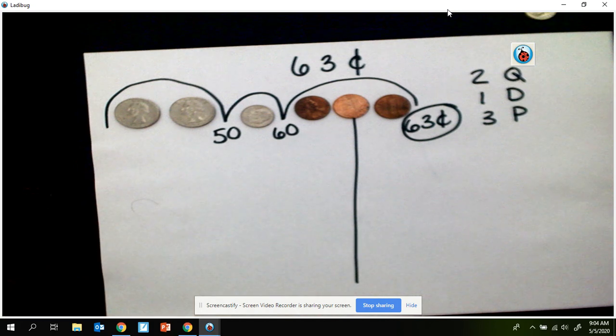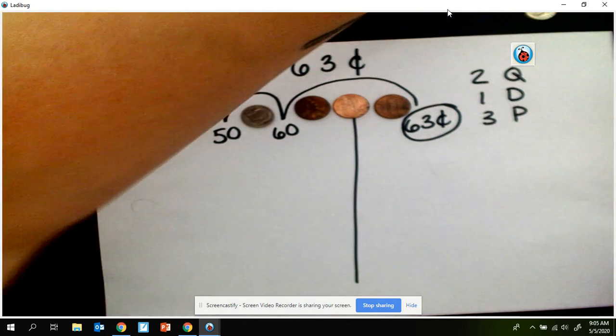So let's try another way. What coin could I start with? Could I start with dimes? I could. I could start with 1 quarter instead of 2. I could show this in different ways. I could break it up in any way I want. I'm not going to do 63 pennies though. That's a little much. Let's try 1 quarter.